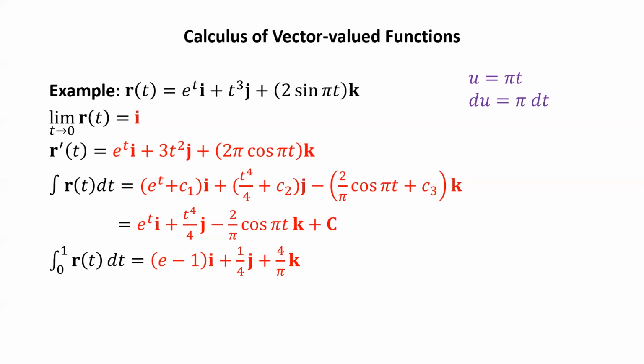And for the k component, when we plug in a 1, we get the cosine of pi, which is -1. And when we plug in a 0, we get cosine of 0, which is +1. So -1 minus 1 is -2, times -2 over pi is +4 over pi. Check those computations carefully so you don't mess up those minus signs.